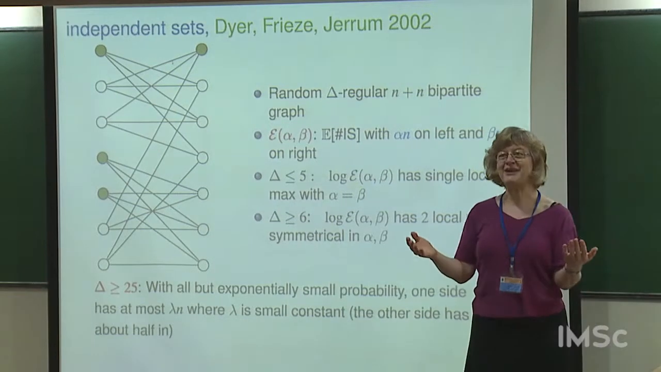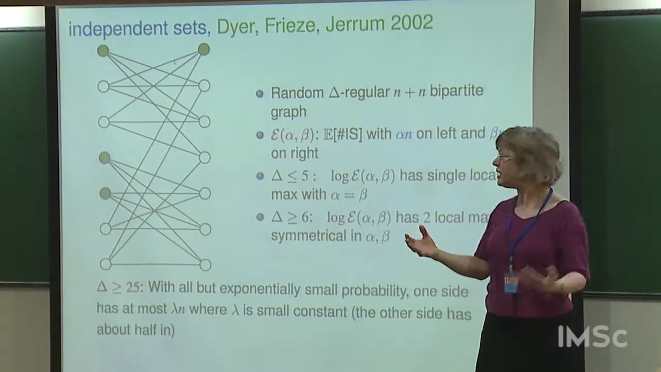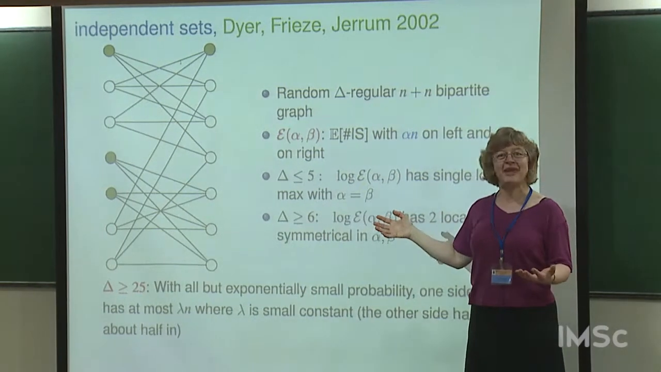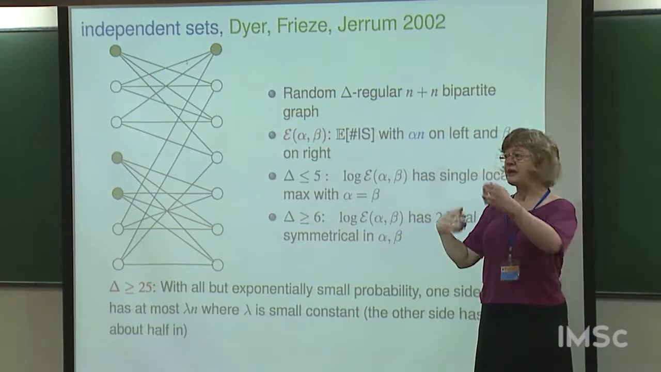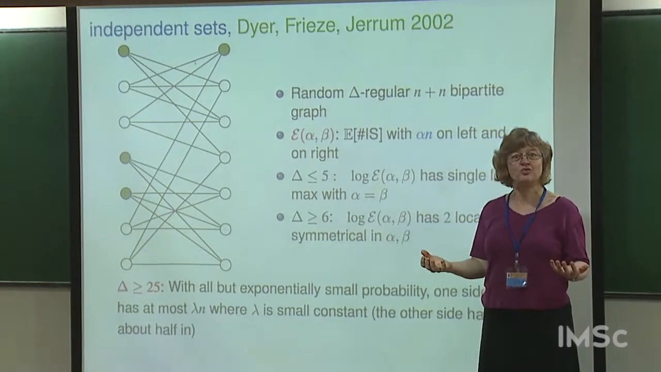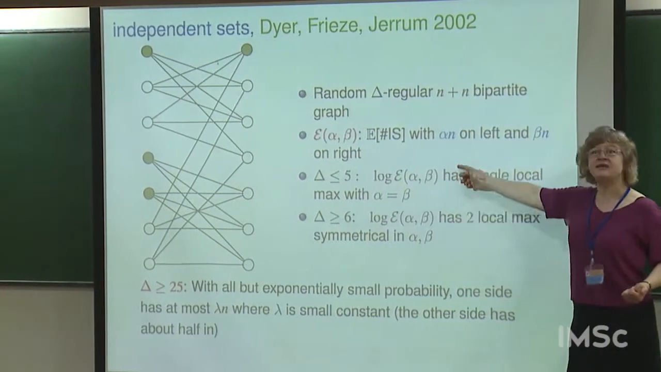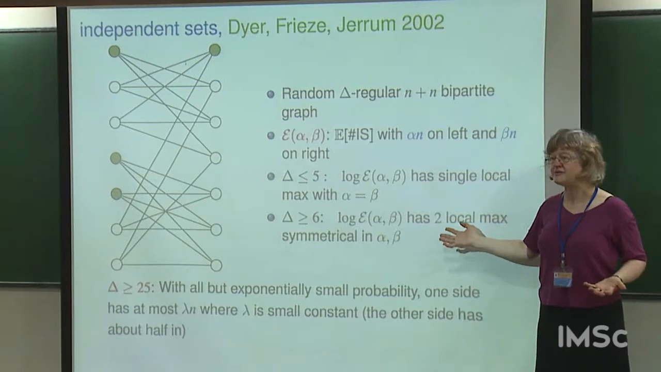Now, if you think about it for a minute, this is what you would expect, right? If I start with a big bipartite graph and start throwing edges in, then eventually a typical independent set is just going to use one side. So clearly that's going to happen sometime. What this says to us is that it happens between 5 and 6.